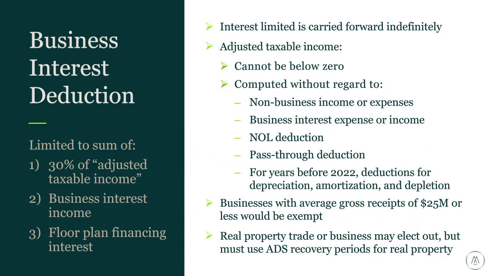Another big change is that going forward, a limitation is placed on a business's ability to deduct interest expense. Now, for most taxpayers, the deduction will be limited to roughly 30% of what is called adjusted taxable income, which is taxable income computed without regard to non-business items, business interest, the NOL deduction, the pass-through deduction, which Gunnar will talk about a little later, and then for years beginning before 2022, deductions for depreciation, amortization, and depletion. Any amount that is limited is carried forward indefinitely, and businesses with average gross receipts of less than $25 million or an electing real property trade or business would be exempt from this provision.